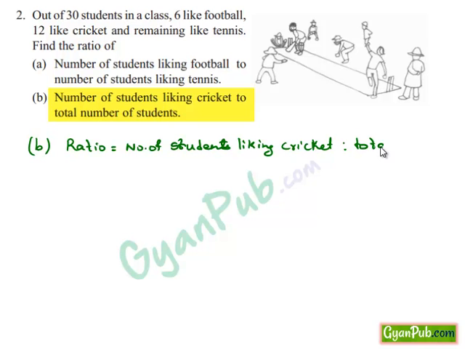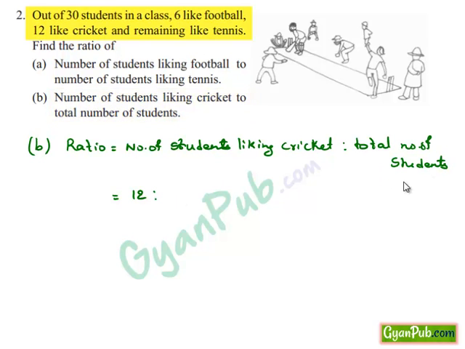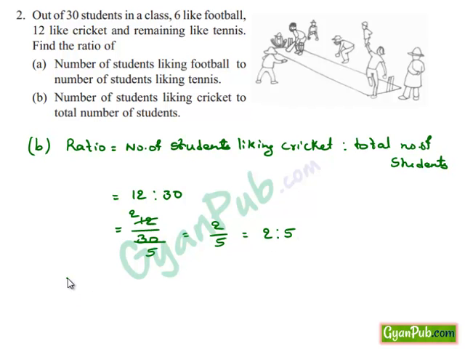to total number of students, which is equal to number of students liking cricket is 12 is to total number of students are 30. This can also be written as 12 upon 30. Here we can observe that 12 and 30 are multiples of 6. So 6 goes in 12 by 2 times and in 30 by 5 times, which gives 2 upon 5. This can also be written as 2:5. Therefore, required ratio is equal to 2:5.